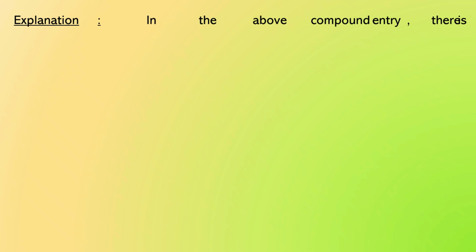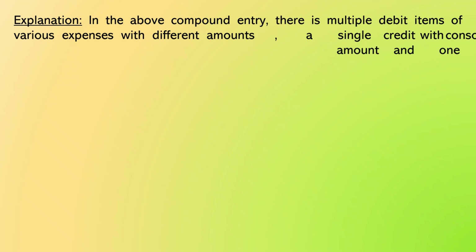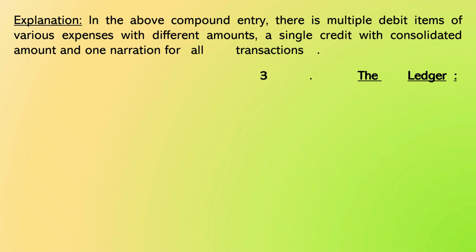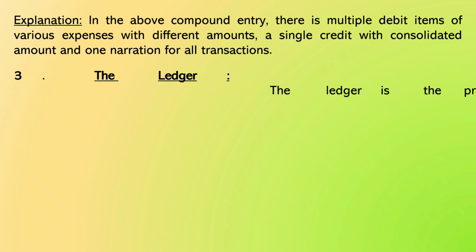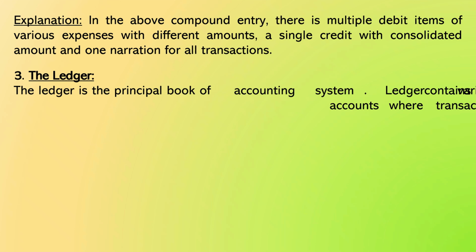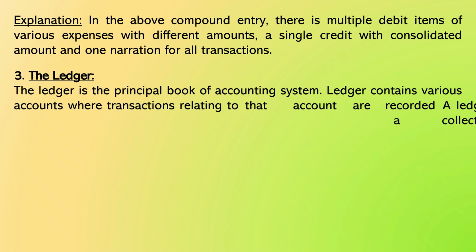Explanation: in the above compound entry, there are multiple debit items of various expenses with different amounts, a single credit with the consolidated amount, and one narration for all transactions. 3. The ledger. The ledger is the principal book of the accounting system. Ledger contains various accounts where transactions relating to that account are recorded.